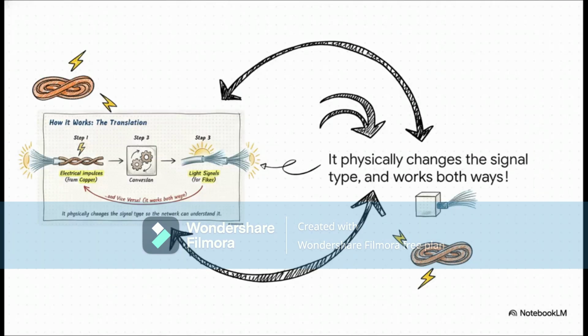This picture shows the whole thing in action, but I want you to pay close attention to that little note at the bottom. This is so important, and it trips people up on exams all the time. This whole process works both ways. A media converter can also take the light signals coming from a fiber optic cable and turn them back into electrical signals for a copper one. It's a 2-way translator, physically changing the signal type no matter which direction the data is going.